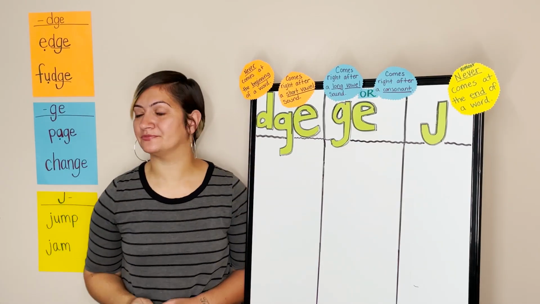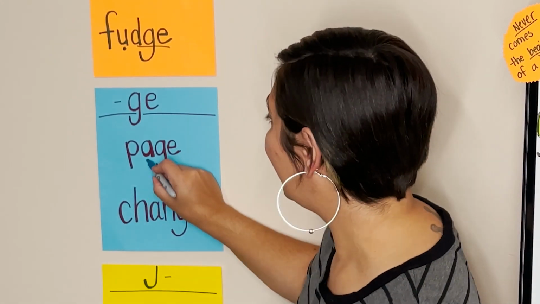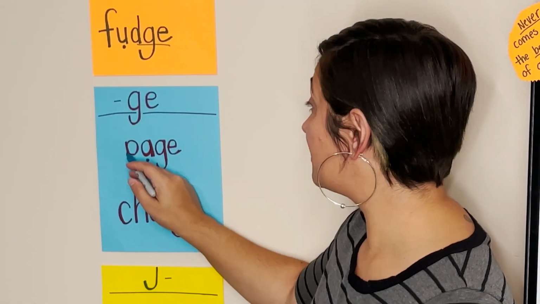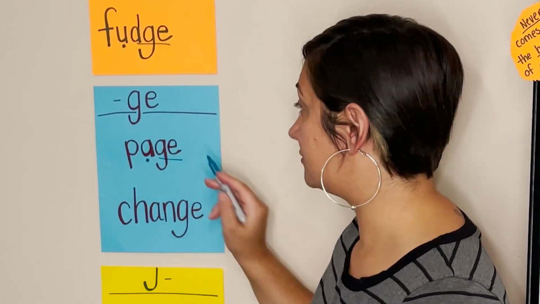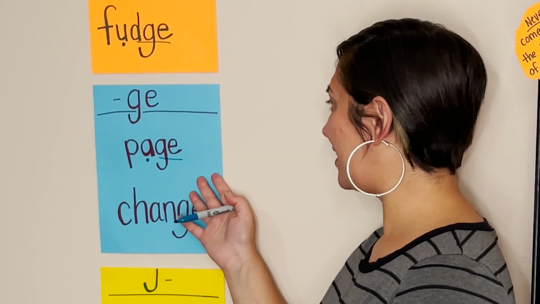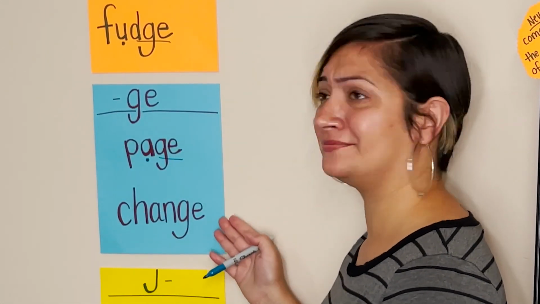Let's look at an example. Here's a word, and this is a long vowel sound, A. So our word is P-A-J. Page. Yeah, like a page in a book. Or I'm writing these words on a page.